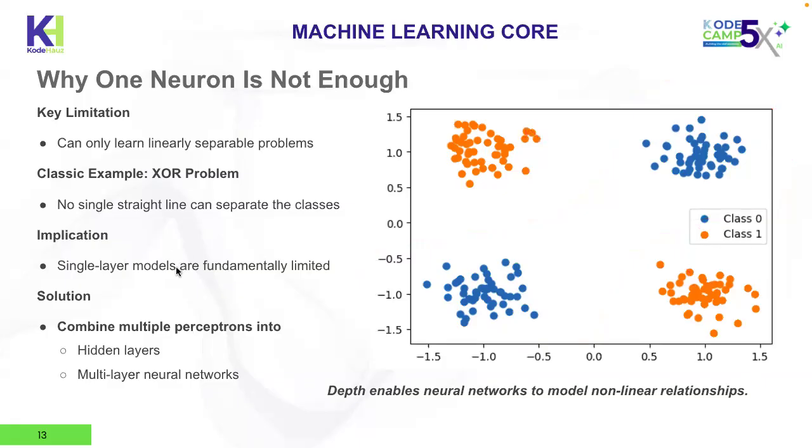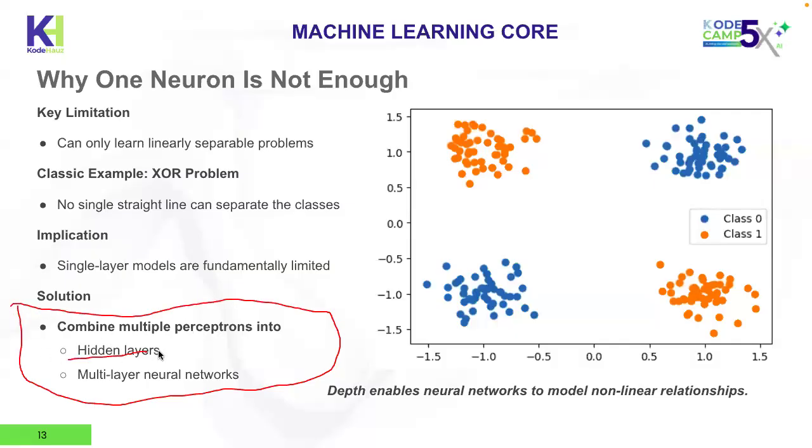So what is the solution? You have to combine multiple perceptrons and add what we call a hidden layer. So that's where the concept of the hidden layer came about. And then you have a multi-layer neural network. So in a perceptron, it was solved by adding a hidden layer. We're going to talk about that shortly.